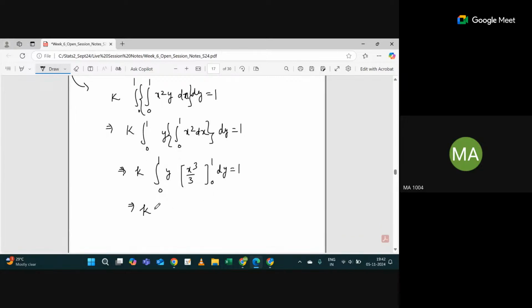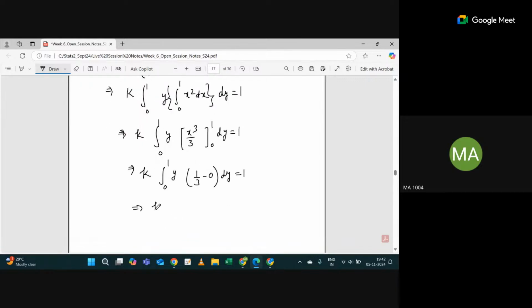So k times the integration from 0 to 1. So it will give you 1 by 3, right? 1 by 3 minus 0, dy equal to 1. So it will be k by 3, 0 to 1, y dy equal to 1.